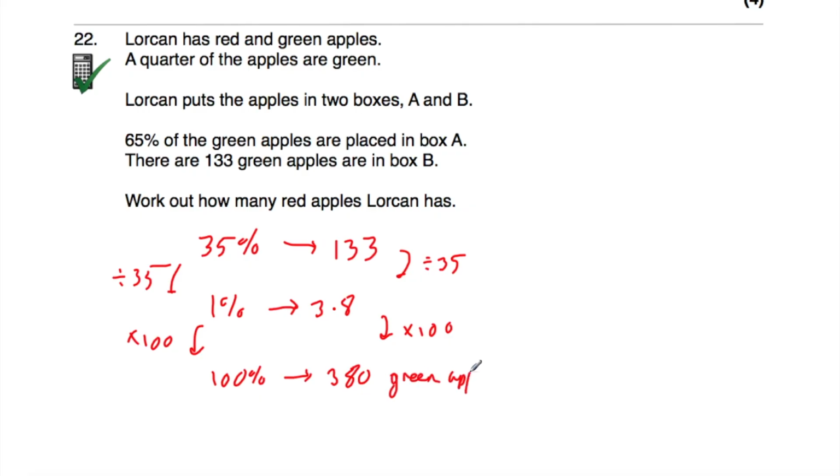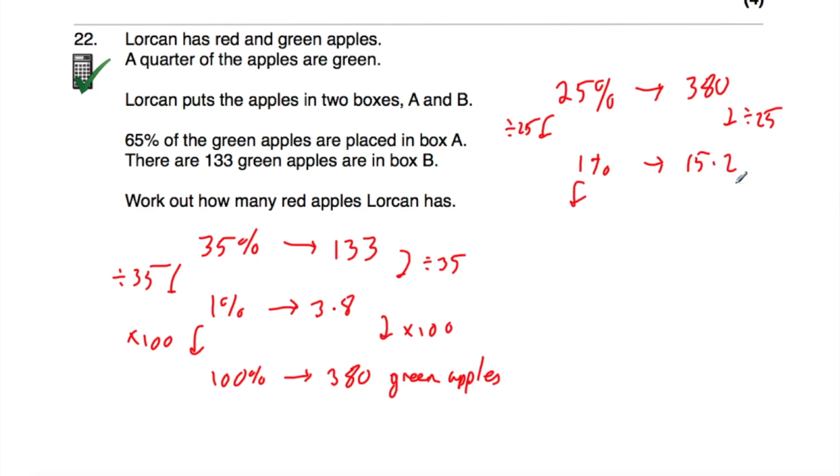So 380 green apples. Okay, now if we have a look at this, we're told that he's got red and green apples and a quarter of them are green. So a quarter of them, 25% of them. So 25% of the apples are green. So that means that we can work out how many apples there are altogether. So we know that 25% of them is equal to 380. And that means then if we divide by 25 and divide by 25, we can find 1%. So 25 divided by 25 is 1, and 380 divided by 25 is equal to 15.2.